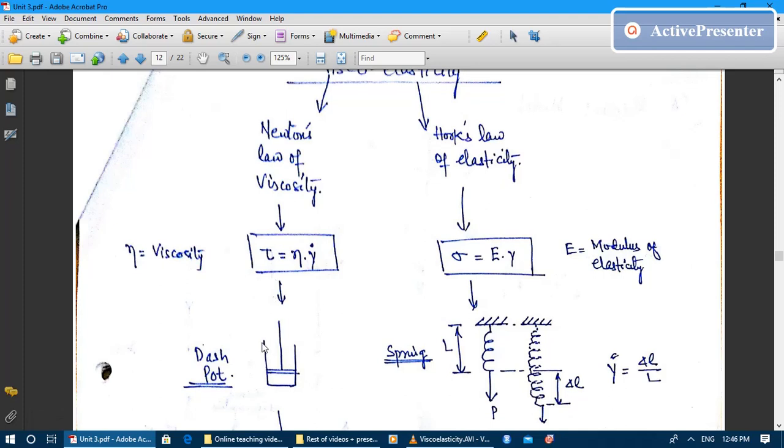Dash pot, you must have seen a kind of plunger and barrel system where the plunger can move upward and downward inside the barrel. Once the plunger is moved upon the application of load, and upon removal of load it will not come back on its own. It will retain its deformation. So this is a dash pot model.